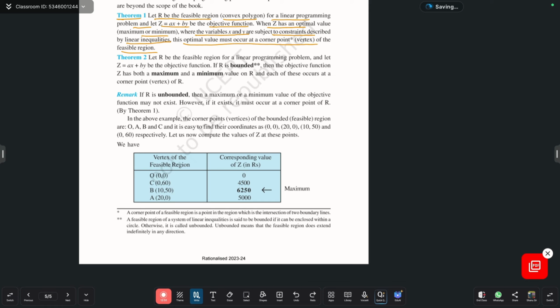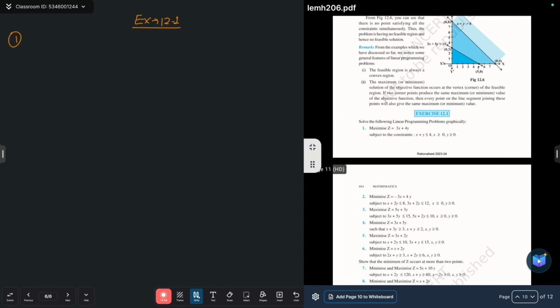I know for now you have not understood what is written here. So let's do one thing. We will jump towards problems, and through problems only I will explain what is vertex, what is corner point, what is feasible region. Okay. So problem number 1. Solve the following linear programming problems graphically.